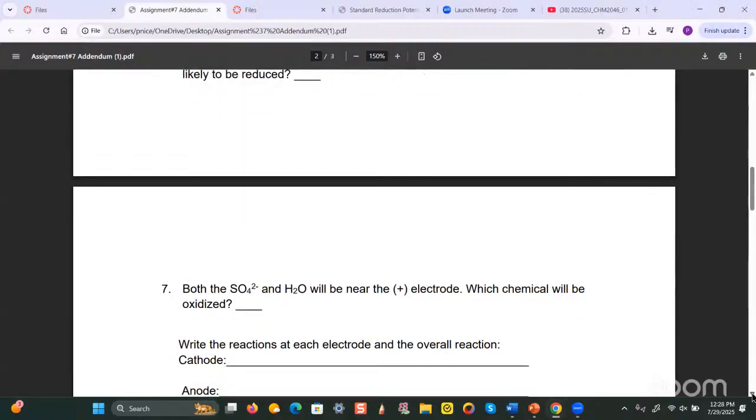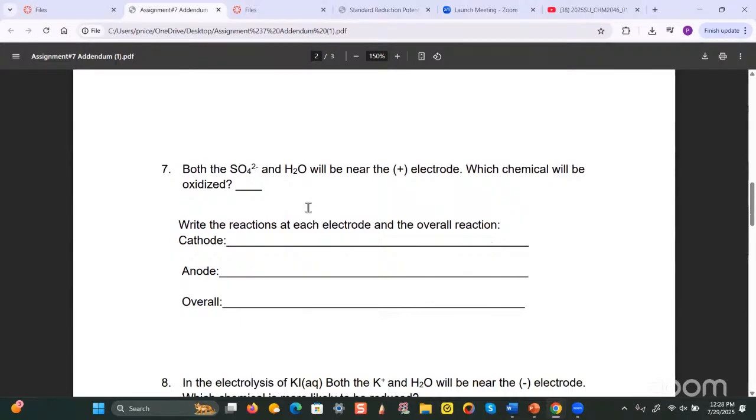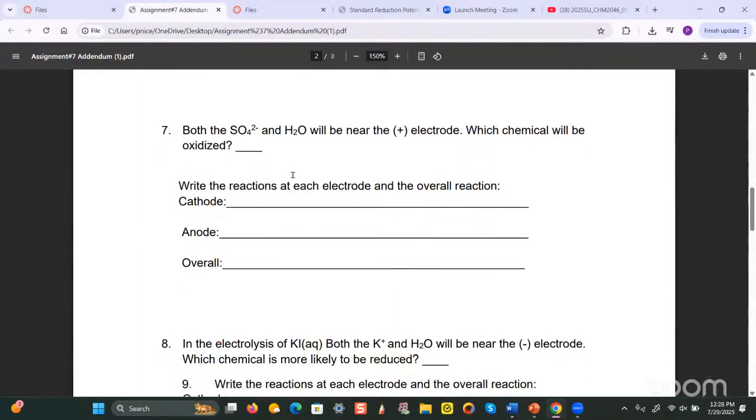So scrolling down to number 7, same thing, but this time we're talking about what happens at the anode. This time, it's the sulfate and the water that will be attracted to the anode. And the question again is, which one is going to be oxidized? So now we're going to look at oxidation, which is the reverse of reduction. So we already met what will happen in the case of water. Water will undergo oxidation to form H+, O2, plus electrons. And to balance this, we need a 2 here, a 4 here, and a 4 here, right?